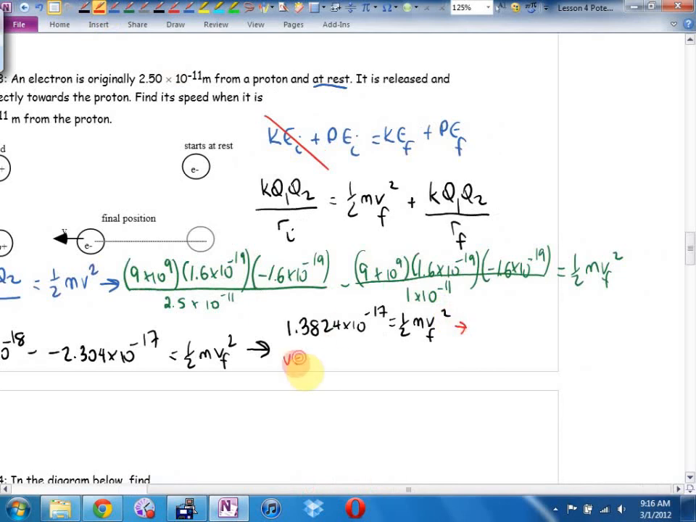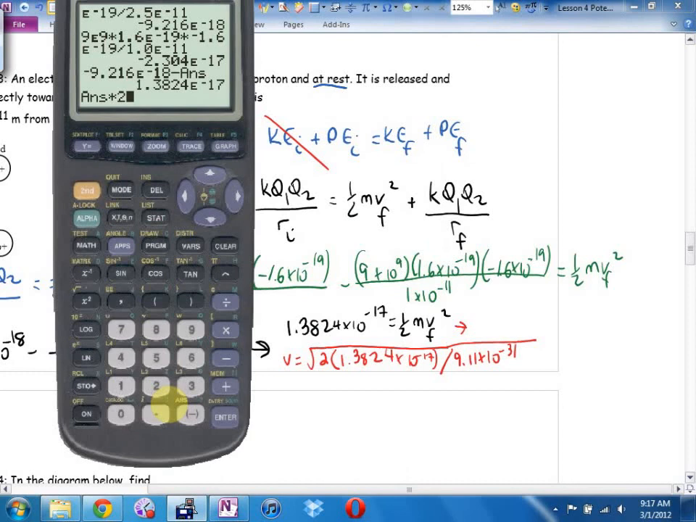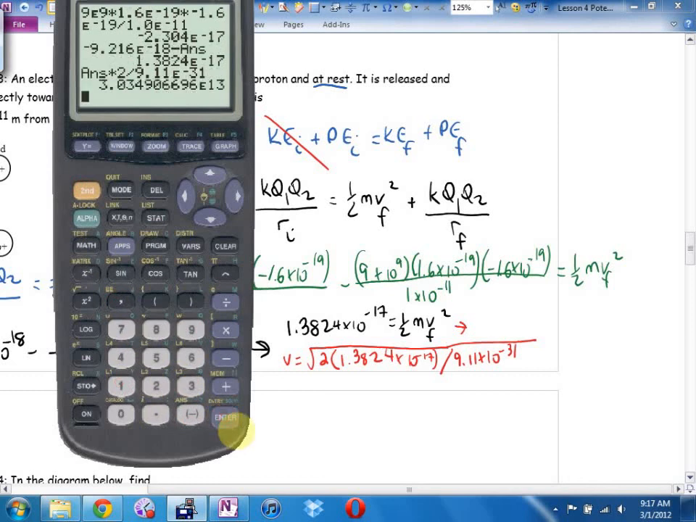So I'm going to get this. v equals the square root of 2 times 1.3824 times 10 to the negative 17 divided by, what's the mass of an electron? I know it's 9.11. It's small. Negative 31? So I think I can take this number times 2, divide by 9.11 e negative 31. Oh, and then square root.